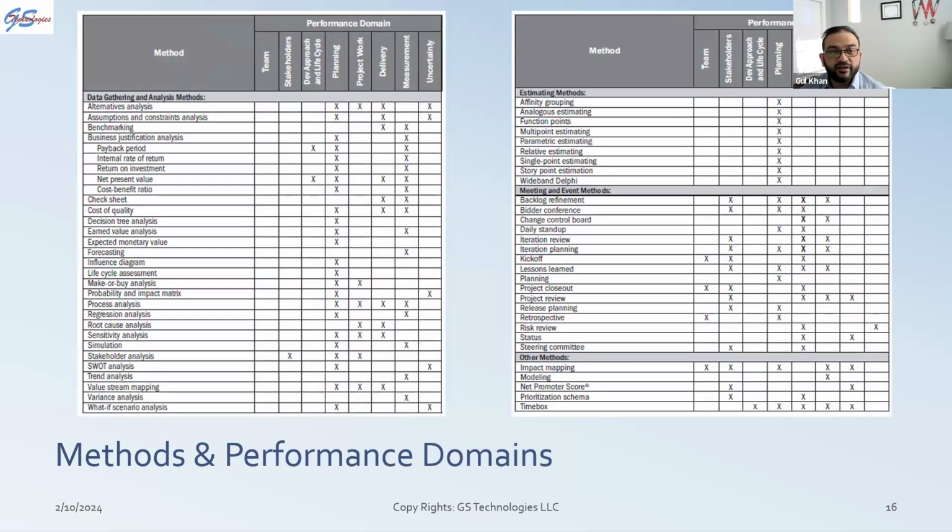So if you look at these methods, let's go through the list of the methods that we have. I'm not going to read through or recite each one of them, but let's take a minute and look at all these different types of methods and see where they fall in performance domains. Overall, I'm looking at the big categories, which are the data gathering and analysis methods. We have estimating methods and meetings and event methods. And then we have some other methods as well that are being used for impacting and modeling, prioritization schema, and time boxing.